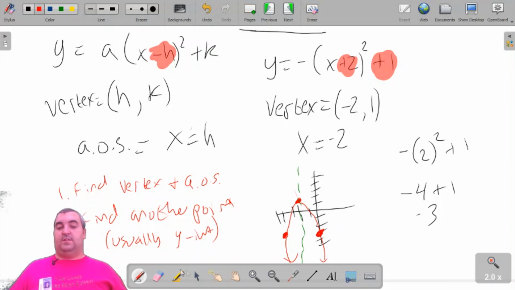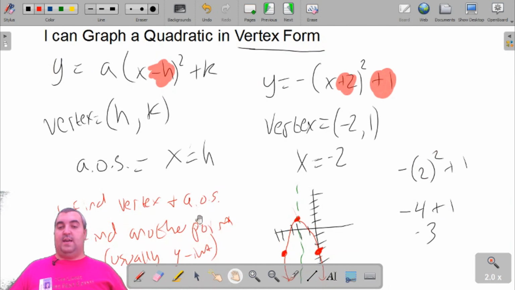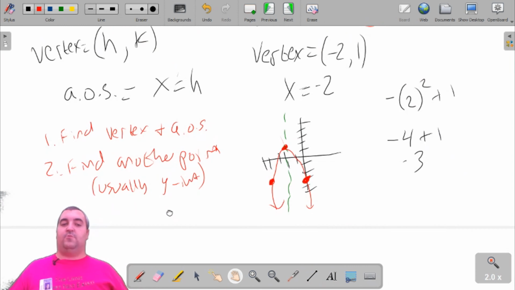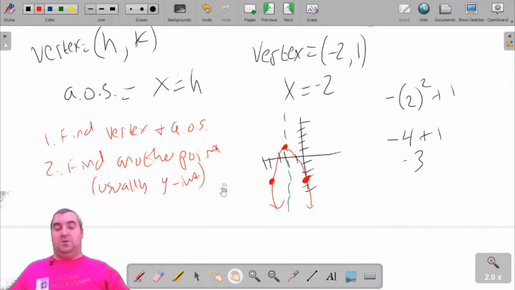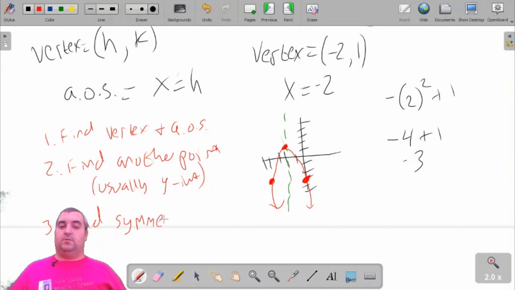The only time it's not is when the vertex ends up being the y-intercept, so then you have to substitute another point. Once again, 1 is usually a good idea. All right, and then the last step is to just find the symmetric point. Okay, once you find that symmetric point, then connect everything together in that U, and you're done.